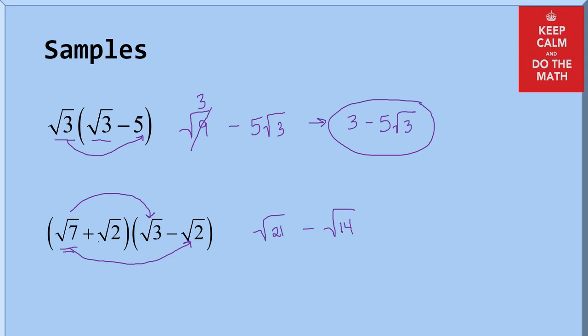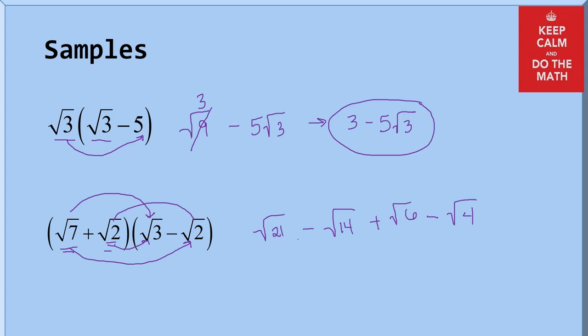Now I go back, continue my FOILing. I now take square root 2 and I'm going to distribute it through the binomial. So square root 2 times square root 3, that's going to give me minus square root 6. And square root 2 times negative square root 2 is going to give me minus, that should be plus square root 6, minus square root 4.